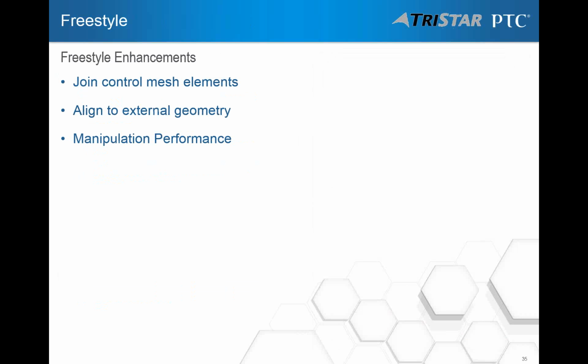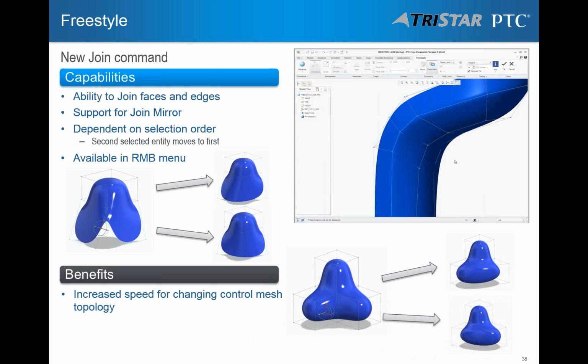So some enhancements to the Freestyle tool, or Freestyle feature I should say. We have the ability to join the mesh elements, align external geometry, and manipulate the performance of dragging the surfaces. In this first example, the new join command allows us to join faces and edges. It supports the mirror functionality. It's dependent on the order of selection, meaning that the second selected entity moves to the first, and is available using the right side mouse button.